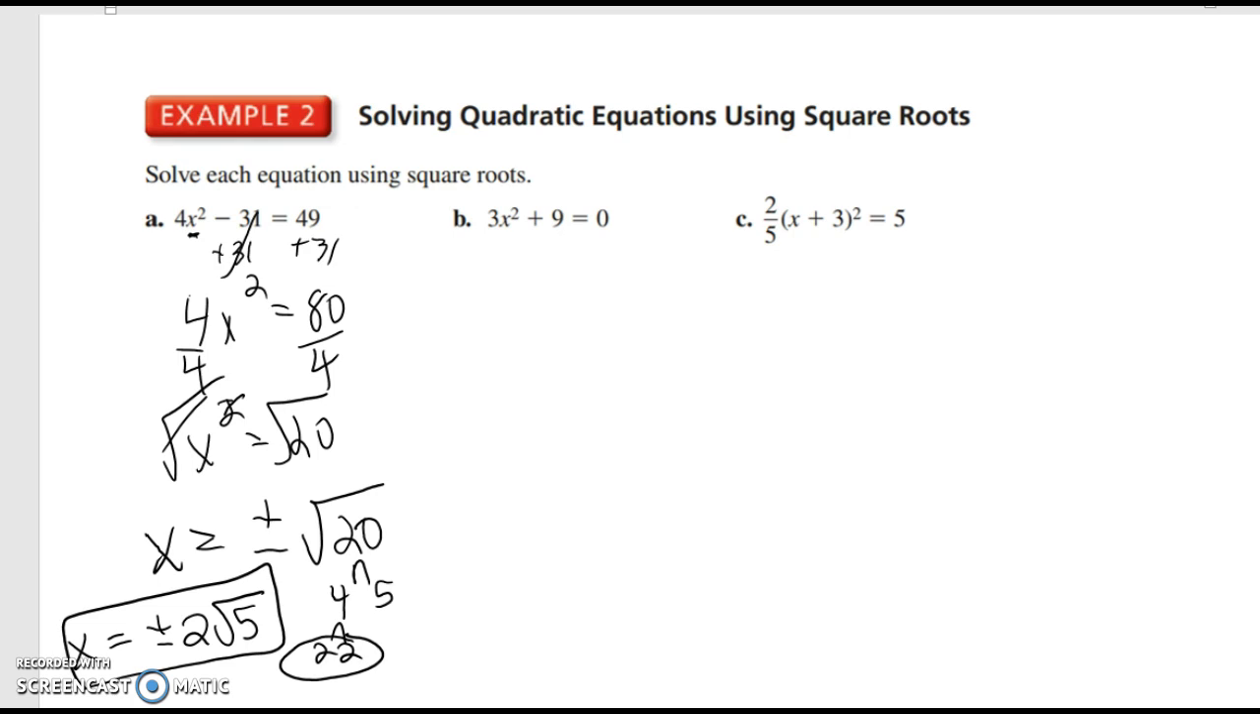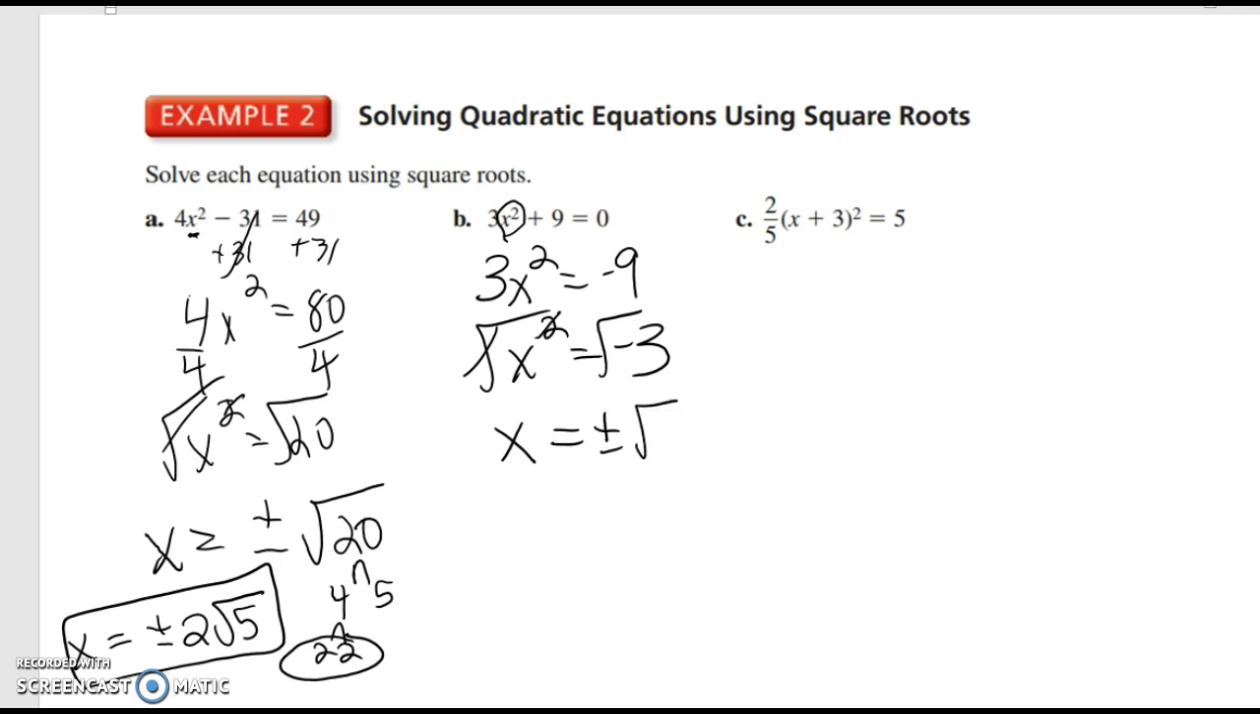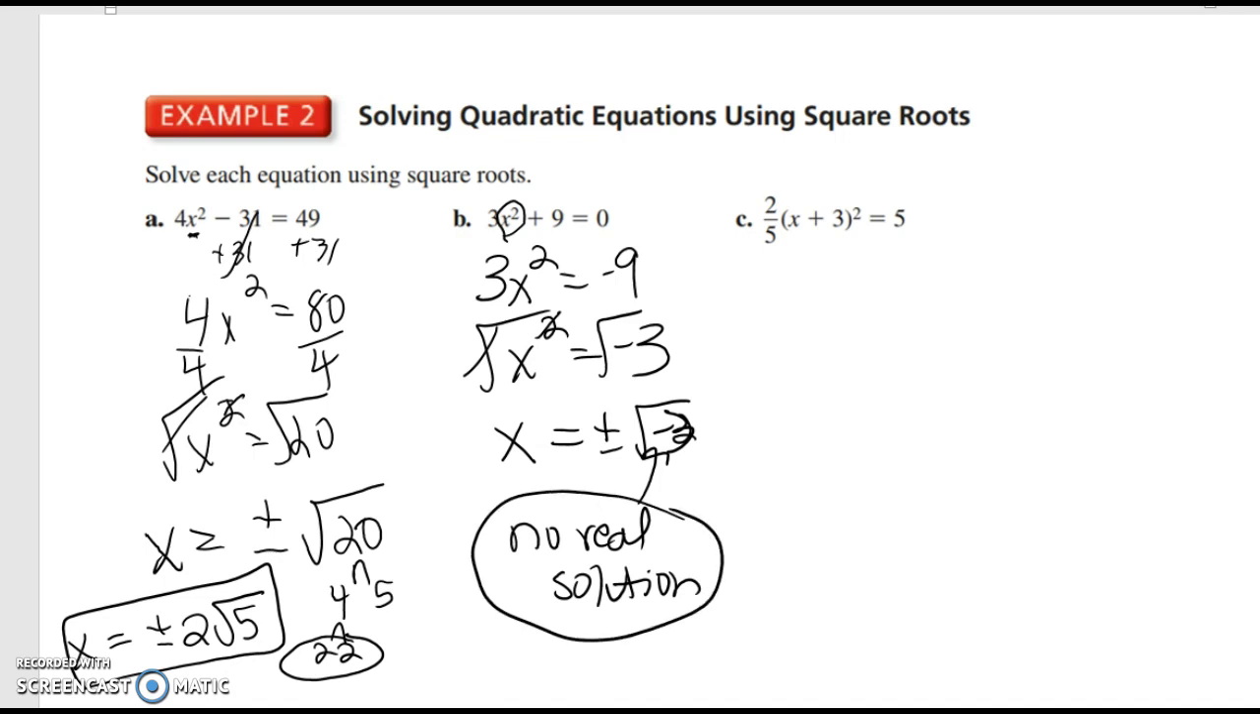Let's look at B. Just the x is being squared here. So first let's subtract 9 to the other side. Then we can divide by 3. Then we can take the square root to get rid of the square symbol. x equals plus or minus the square root of a negative? That does not make sense. In fact, this would be no real solution. You cannot take the square root of a negative number.